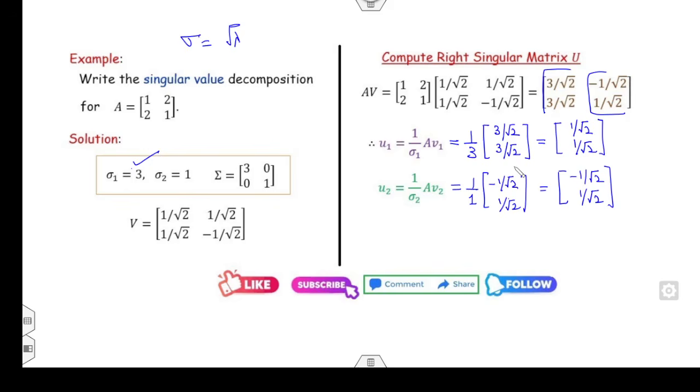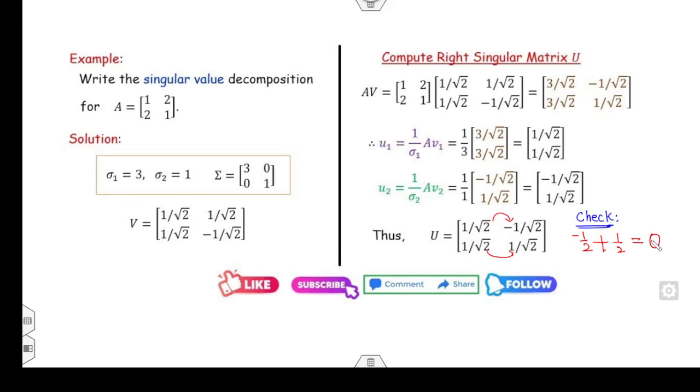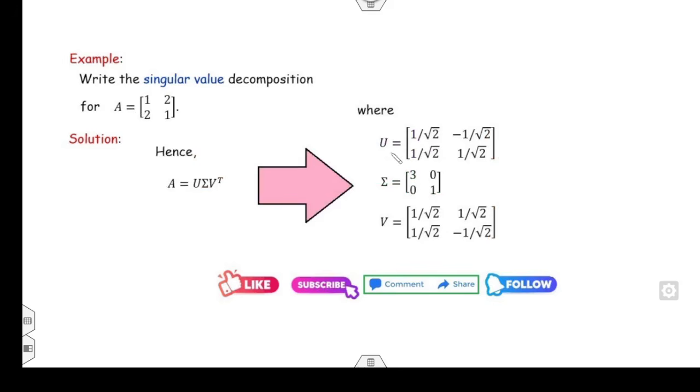Now once we know the U1 and U2, therefore the matrix U will be, I can write the first column U1 here and the second column is U2. Again you can check your answer in the examination whether U is correct or wrong. Multiply the first row with the first column individually. It's a -1/2. Second is, and if you add them, it must be 0. Fine. So therefore, we can write the singular value decomposition is U, sigma and V.